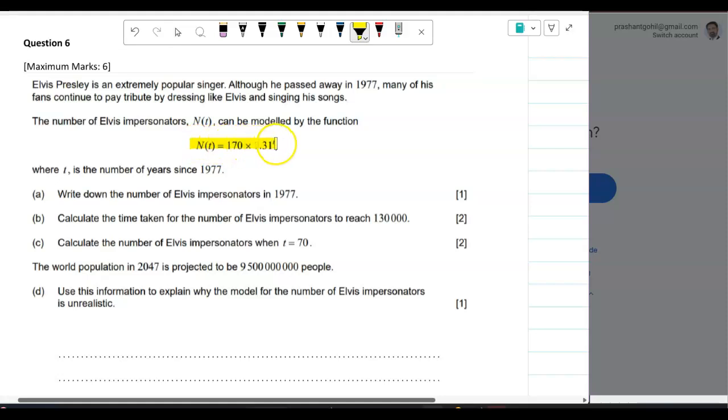So this is your N of t, correct? That's a model given to you. T is the number of years since 1970. So T is the time after 1970. Write down the number of Elvis impersonators in 1977. What will you take your T as? 0. Generally, when it is the first part of your question, T will be 0. Remember. So if you put the 0, it will be 170 into 1.31 raised to 0. So this will be your 170 only. Anything raised to 0 is 1. Next.